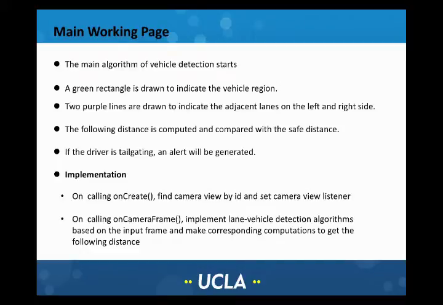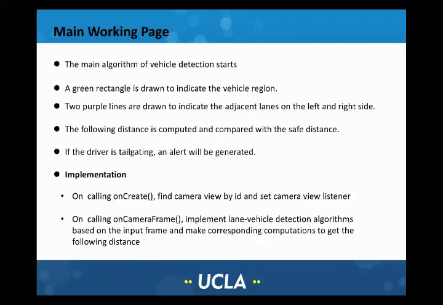Firstly, I would like to introduce the workflow of the main working page. When the user enters the main working page, the main algorithm of the vehicle detection starts, and the app will show the traffic scene from the view of the rear camera. Then a green rectangle is drawn to indicate the vehicle region, and two purple lines are drawn to indicate the adjacent lanes on the left and right side. Then the following distance is computed and compared with the safe distance. If the driver is tailgating for a period, an alert will be generated to alarm the driver.